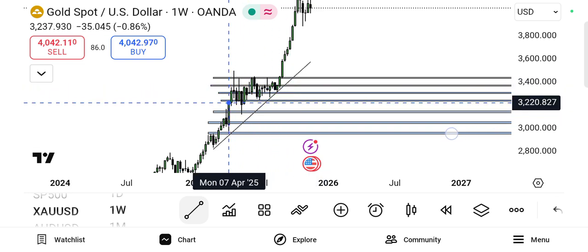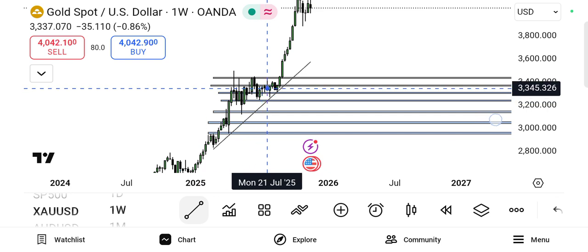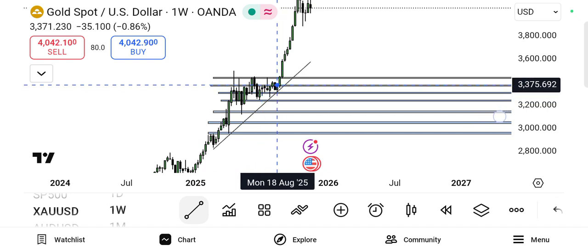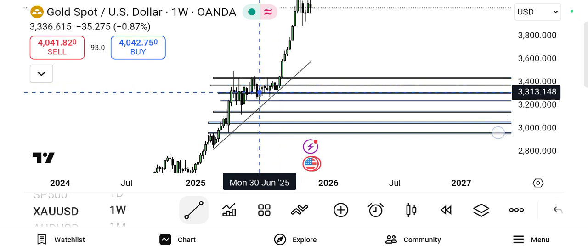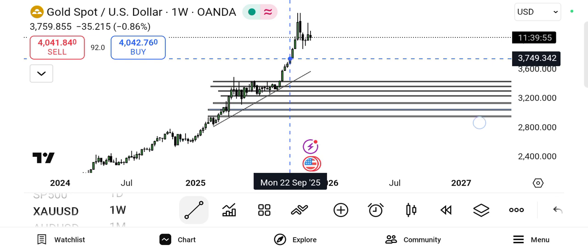It ranged for how many? How many went from April? When was the breakout? The breakout was August 25, from April to August. Did you see? It broke out. Then it now created an impulsive move.